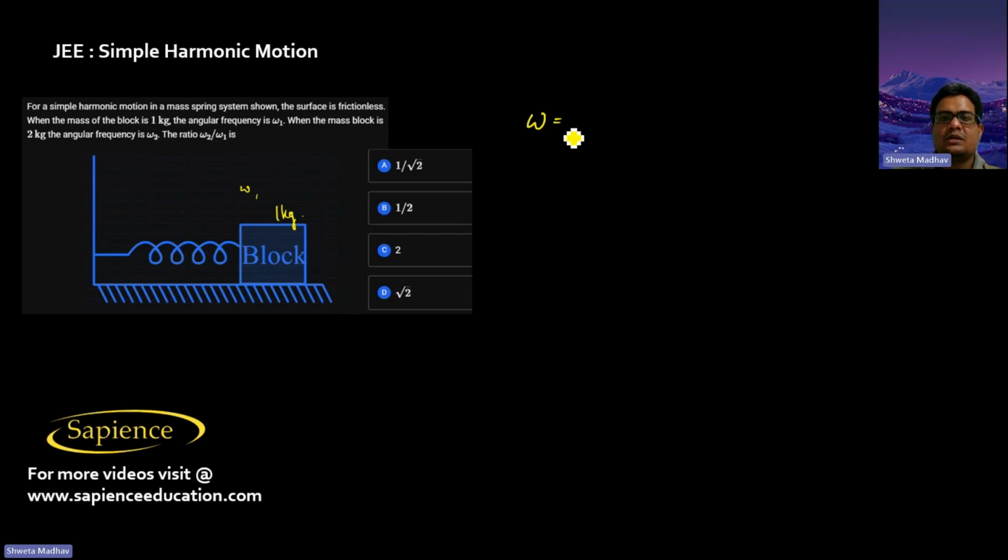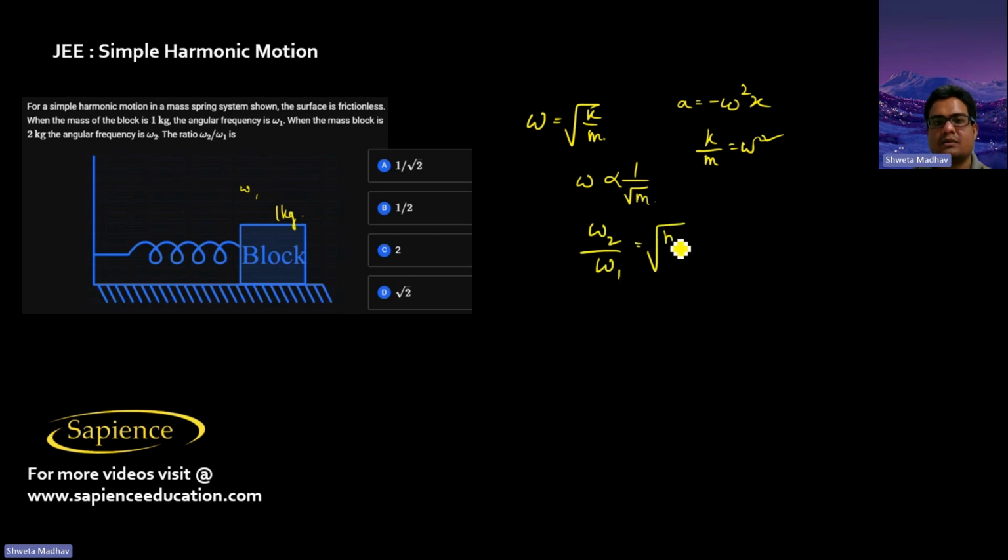I know that omega is root over k by m. Acceleration is minus omega square x. Force is equal to kx. So k by m is equal to omega square. So omega is inversely proportional to root m. So I can say omega 2 by omega 1 will be equal to root over m1 by m2. m1 is 1 kg and m2 is 2 kg. So this will be 1 by root 2. Option A is the correct answer.